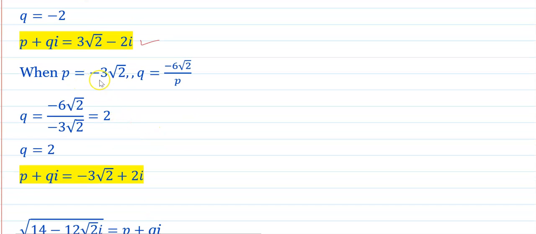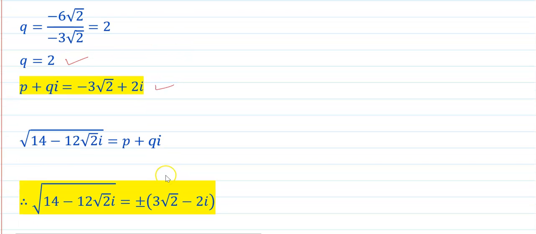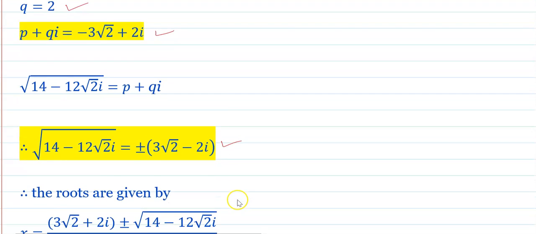Similarly, when p is equals to minus 3 root 2, q is equals to minus 6 root 2 upon p. Substitute the value of p, minus 3 root 2. Root 2 get cancelled. Minus 6 upon minus 3, then you will get q is equals to 2. And hence, p plus qi is minus 3 root 2 plus 2i. Okay. And hence, the square root of 14 minus 12 root 2i is equals to plus or minus 3 root 2 minus 2i. Okay. Now the next.